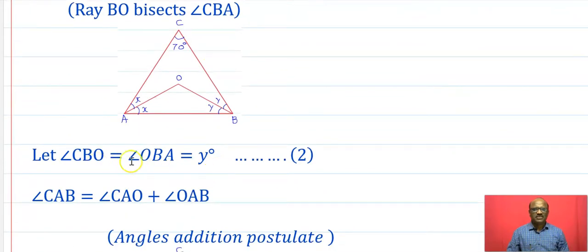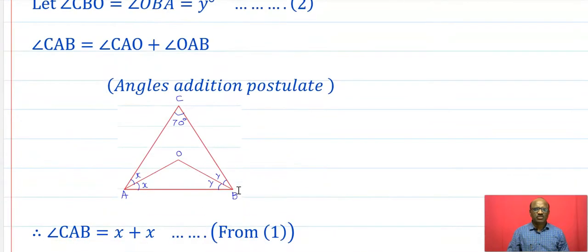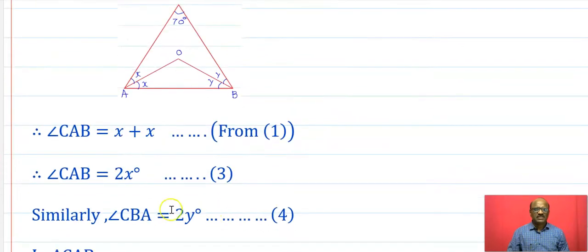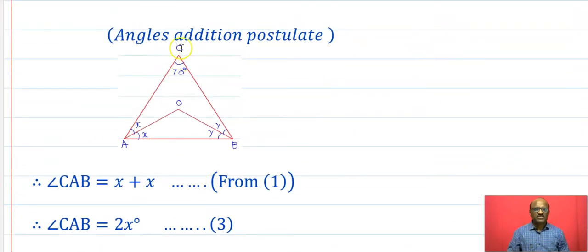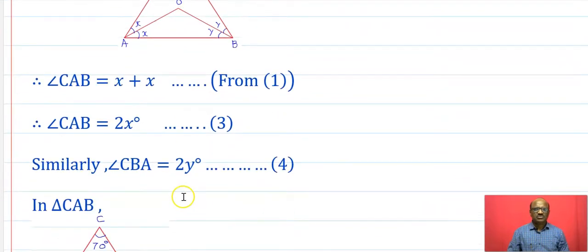Now see this here. Measure of angle CBO and the measure of angle OBA is equal to y. Now the measure of angle CAB is equal to measure of angle CAO plus measure of angle OAB. That is again the angle addition property. Therefore, measure of angle CAB is equal to x plus x, that is equal to 2x. Similarly, measure of angle CBA is equal to 2y.